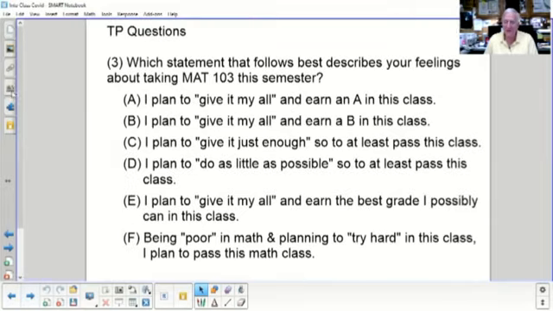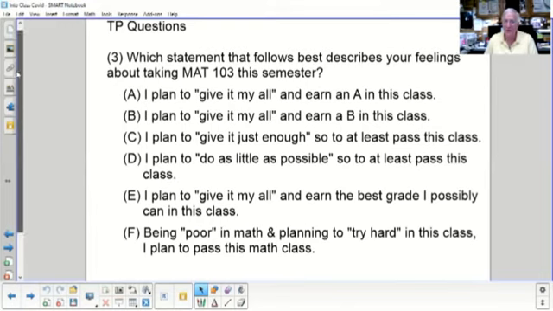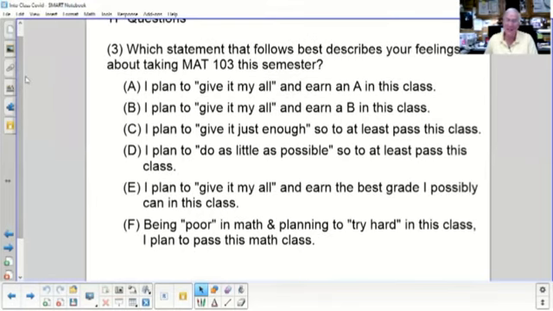Which statement that follows best describes your feeling about taking Math 103 this semester? I plan to give it my all and earn an A. I plan to give it my all and earn a B in the class. I plan to give it just enough so as to at least pass the class. I plan to do as little as possible so as to at least pass the class. I plan to give it my all and earn the best grade I possibly can. Or being poor in math and planning to try hard in this class, I still plan to pass this math class. So give me an idea where you are with that.